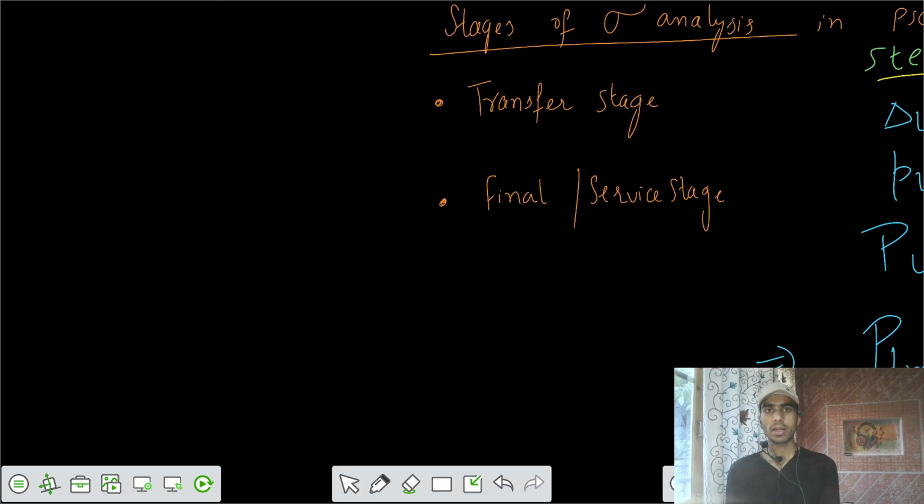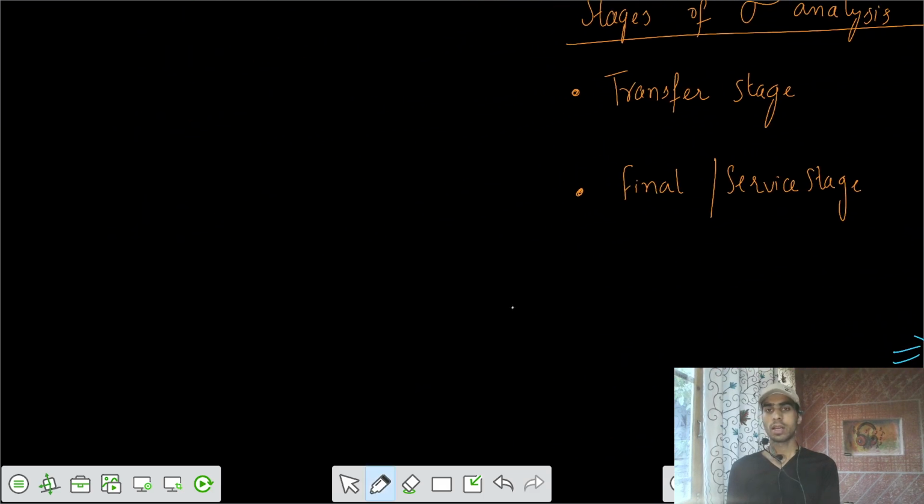In the first, transfer stage, we are not using the prestressed beam for the actual loads. We are just calculating the stresses because of the dead load, because of the P force and its corresponding eccentricity. We are not calculating the effect of the live loads. So we are calculating only at that stage when there is only dead load, only P force, and only the eccentricity of that P force.